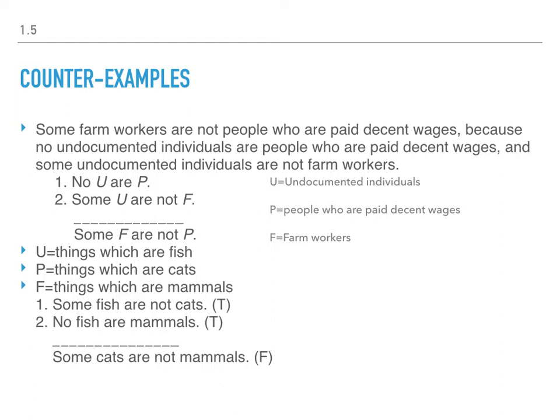Okay, so now here we have a counterexample. Some fish are not cats. No fish are mammals. Some cats are not mammals. So that shows that the premises can be true and the conclusion can be false. But that first premise is sometimes rejected, let's say, when I say this out loud in class.